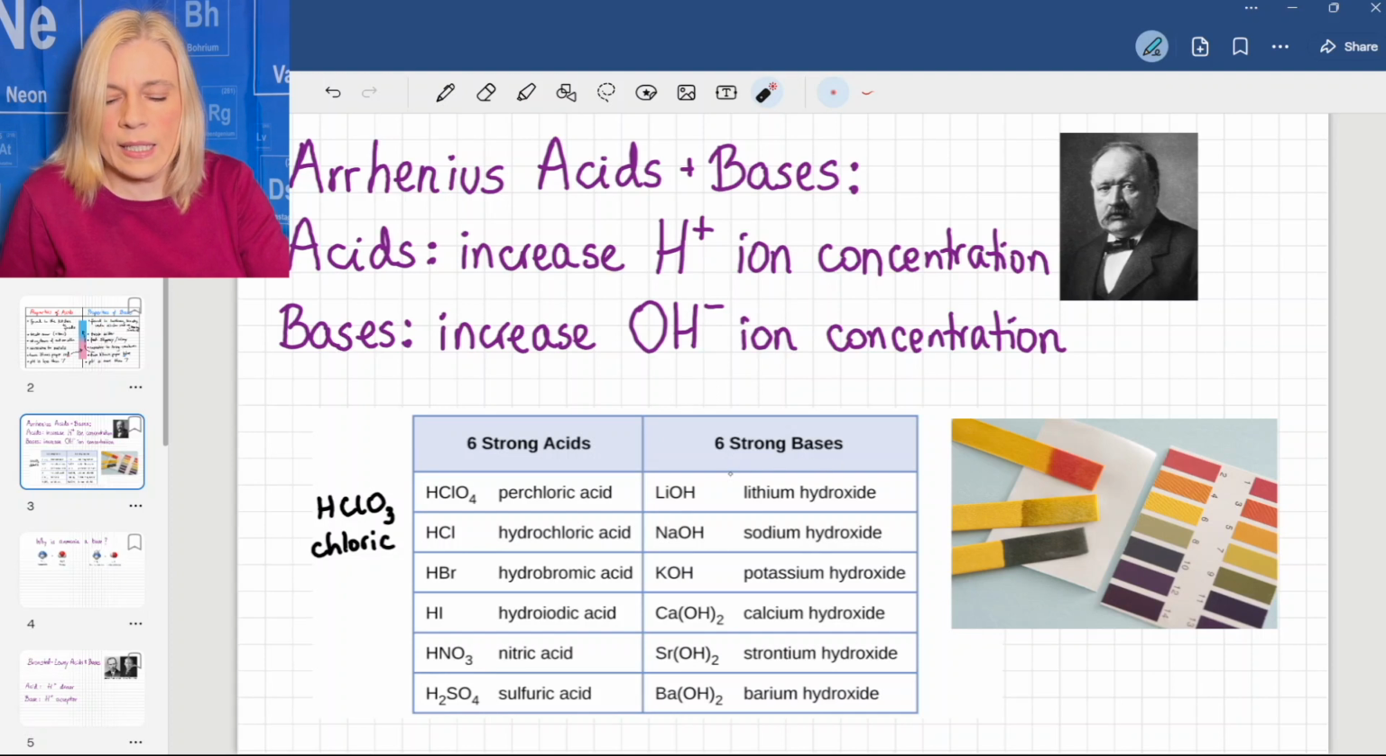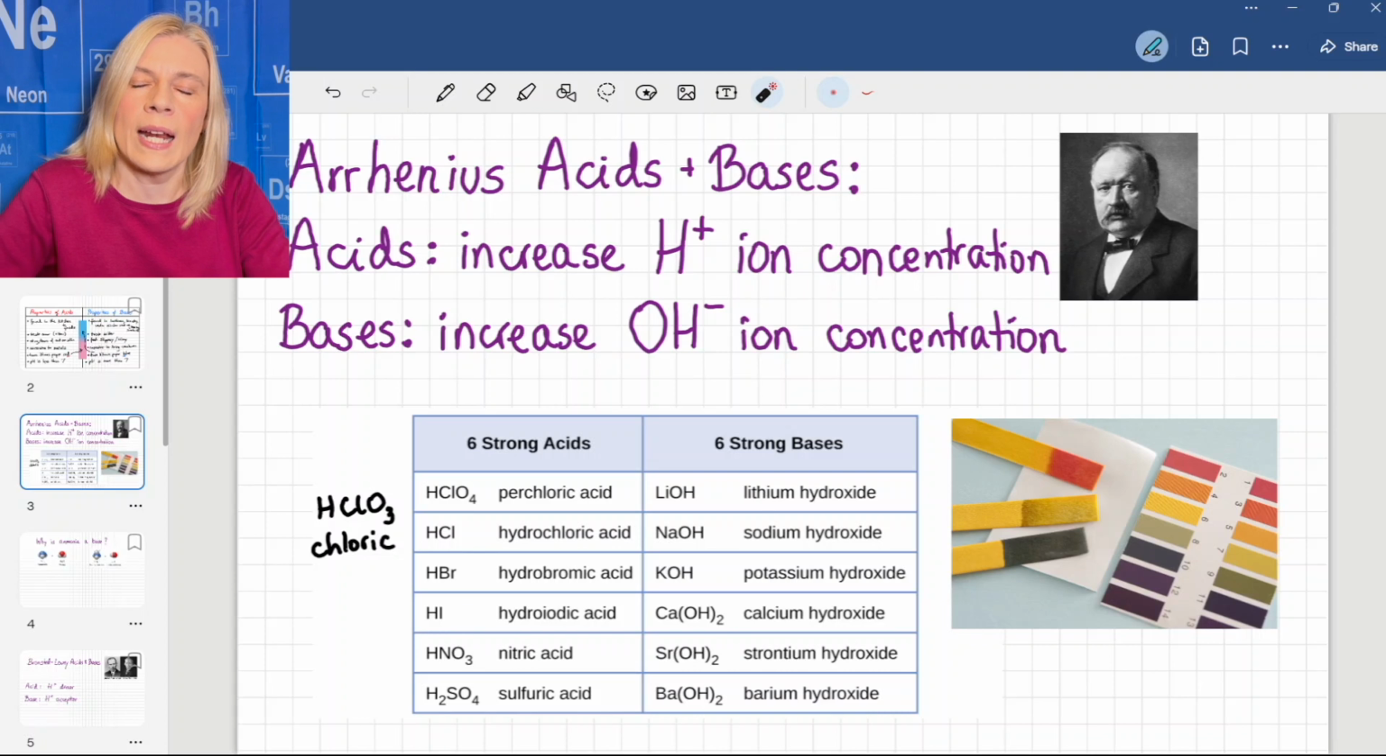And here we have strong bases. Have a look at the periodic table to see where they are. We have lithium hydroxide, sodium hydroxide, potassium hydroxide. They are your group 1 metals with hydroxide. And then we have calcium hydroxide, strontium hydroxide, barium hydroxide. These are our heavy group 2 metals, the alkaline earth metals. Do you see them on the periodic table? So these are our strong bases. Strong bases split apart into their cation and hydroxide ion, and strong acids split apart into the H plus ion and their anion. So acids increase H plus, bases increase OH minus, hydroxide.